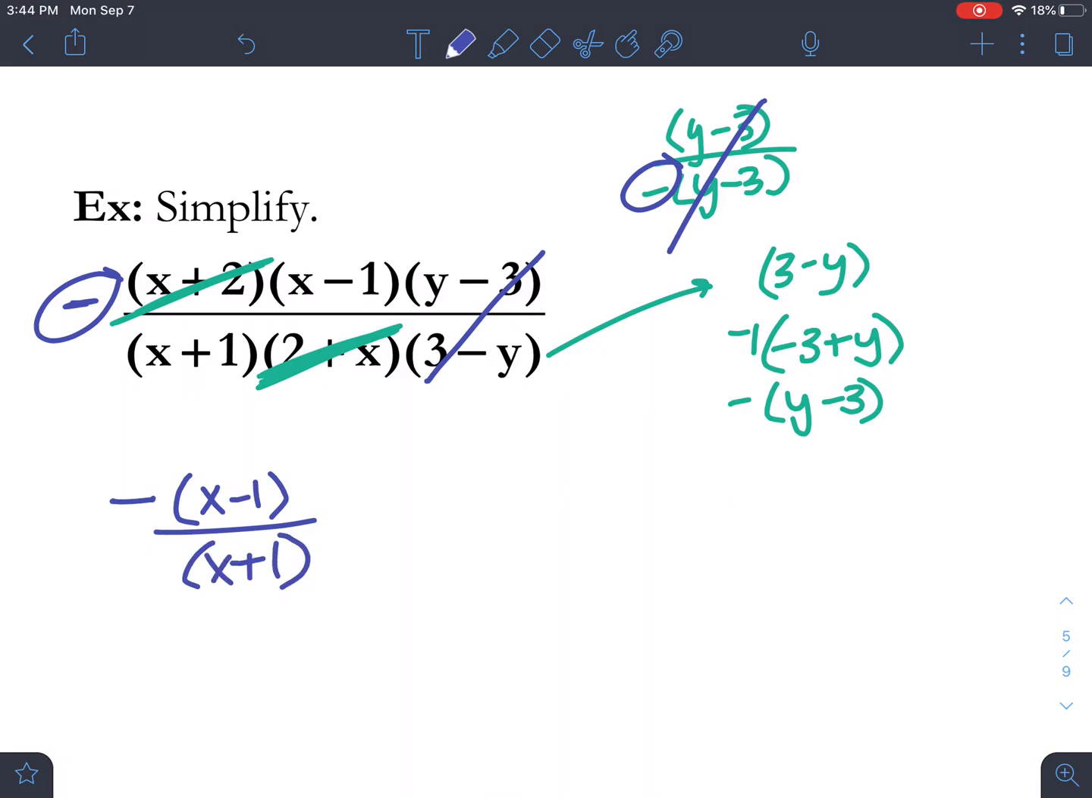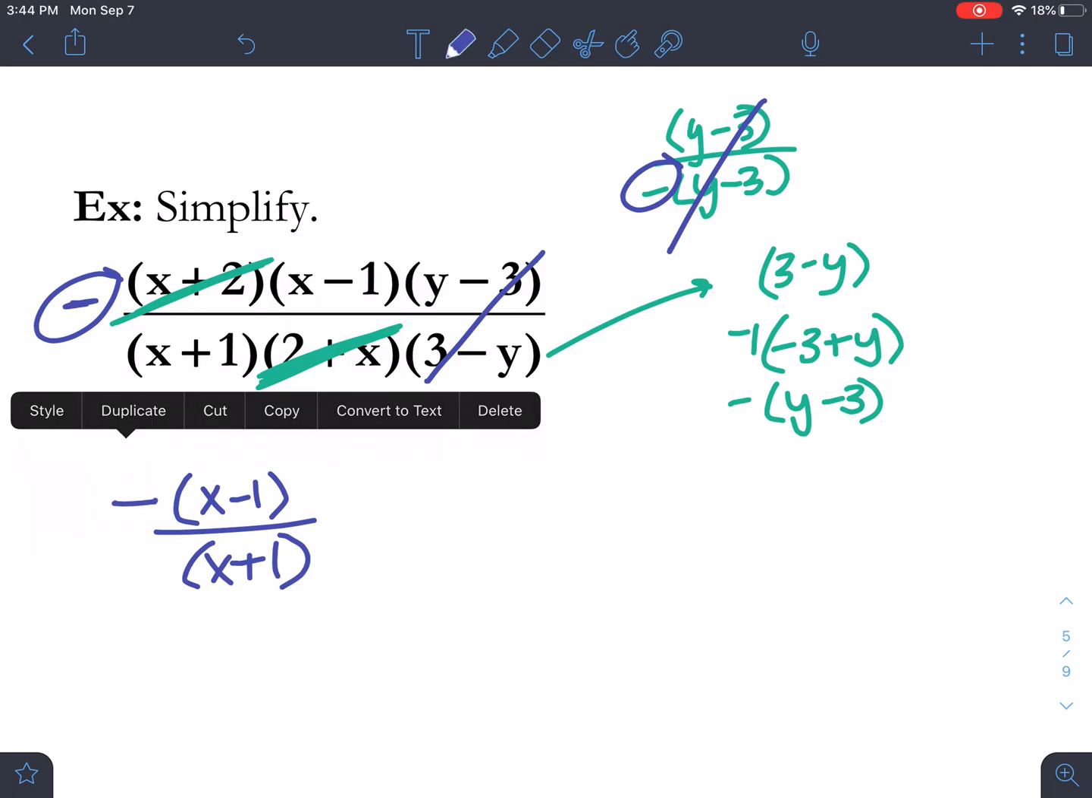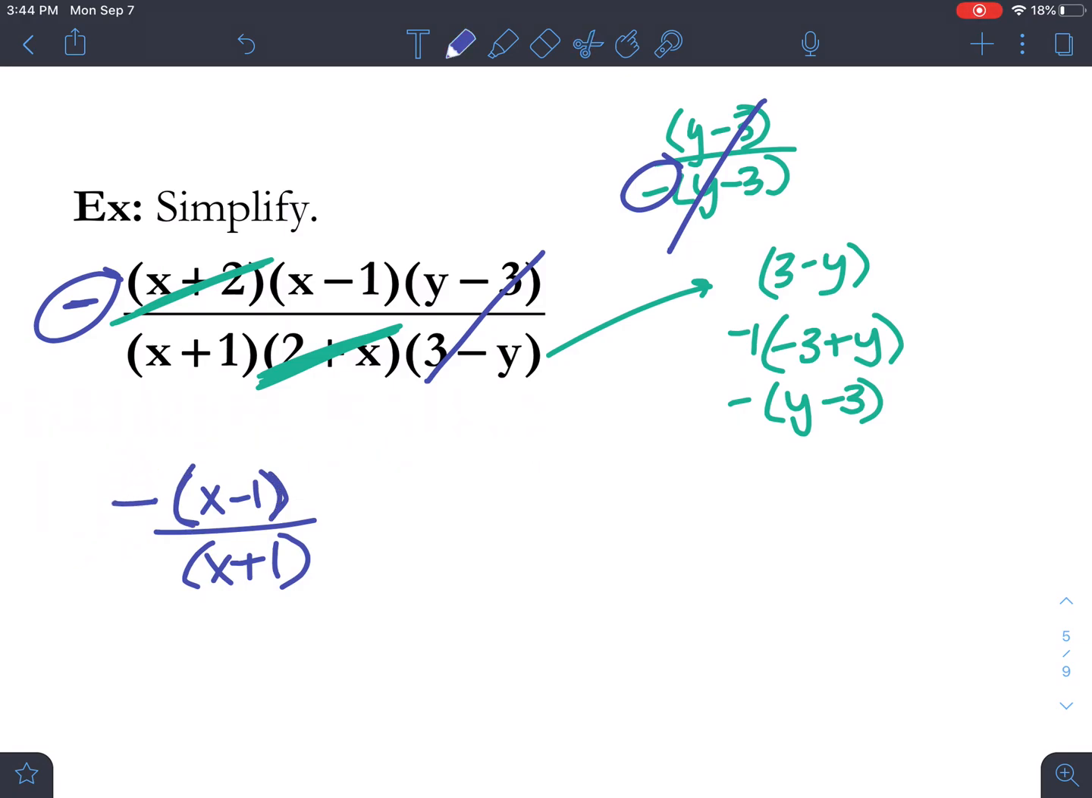You can distribute the negative, but you definitely don't have to. And you only can have it in one spot. So it could be down here, but typically it's in the numerator or right out front. Okay, be careful with how you write this. Make sure you have those parentheses if you're gonna put the negative in the numerator.